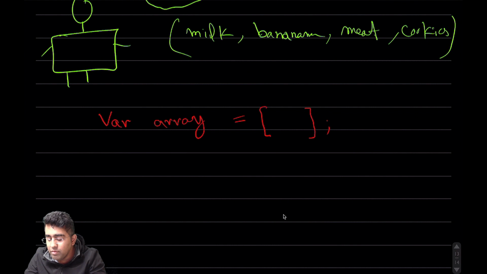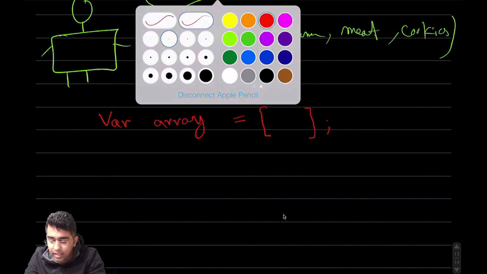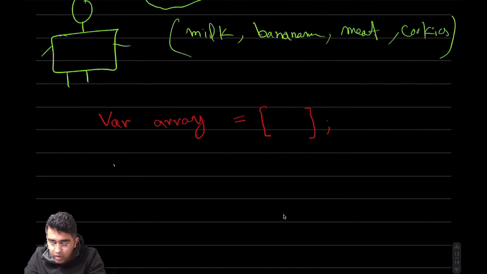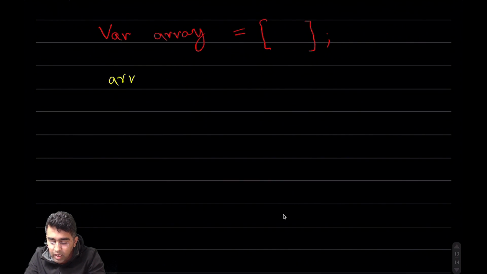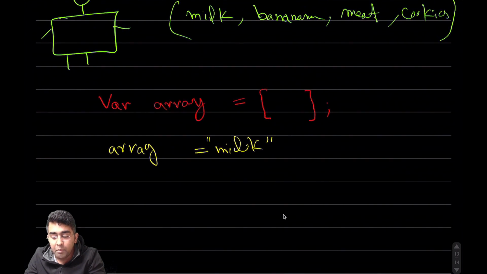There are a few ways that you can put values in. So for example, first of all, let's add a value of milk inside the array. I'll say array is equal to milk. This is going to be a string, so I'll add double quotes around it. All right, so now I say array is equal to milk, but what do I mean by that? In what location is it going to get stored? Because we want to store multiple values inside an array. We want to store milk, banana, meat, and cookies, right?